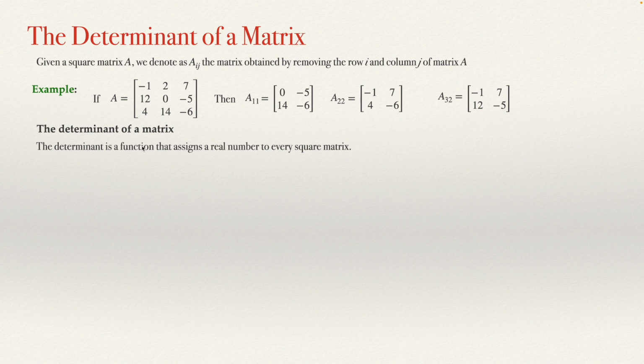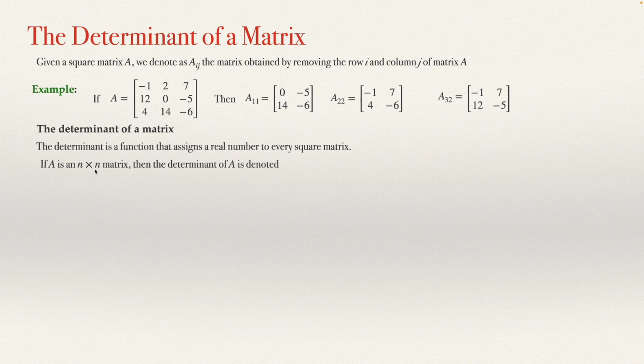When we say function, a function is a rule that assigns something to the elements of one set. In this case, we have the set of all the square matrices, and for each square matrix, we are going to find a real number that we also call the determinant of the matrix. But initially, the determinant of a matrix will be a rule. So defining the determinant is defining this rule, this function.